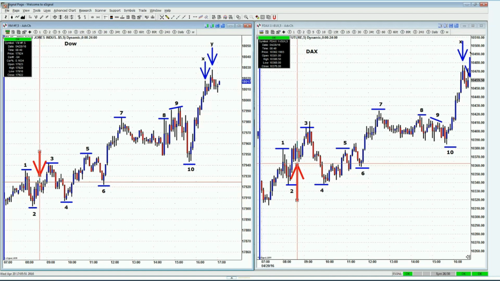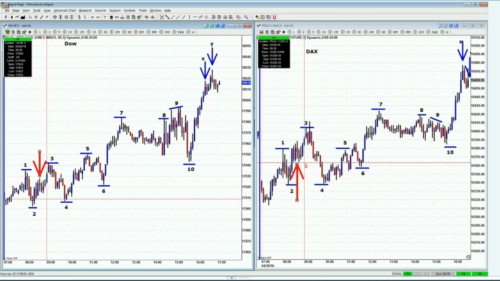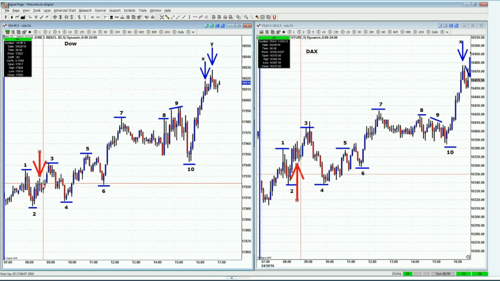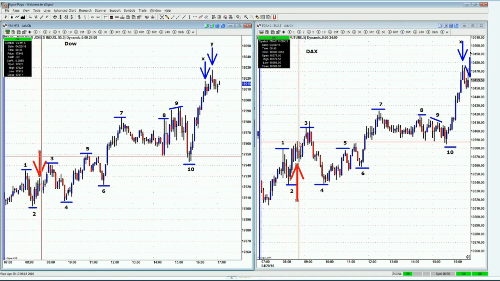This morning I was aware of this divergence, but, and I use the word carefully here, I was hoping that this sell signal that I got here wouldn't conflict with my buy signal, meaning I simply had to sit through a correction. If I hadn't already been in a position, would I have taken a short signal because the Dow has made a lower high, but the DAX has made a higher high?